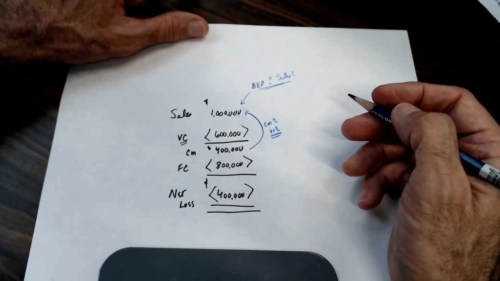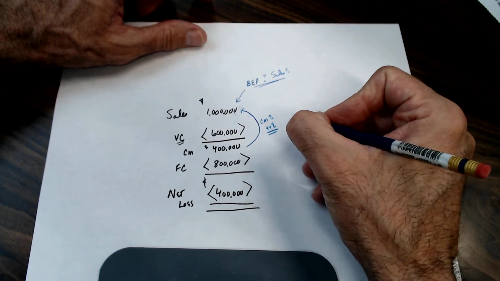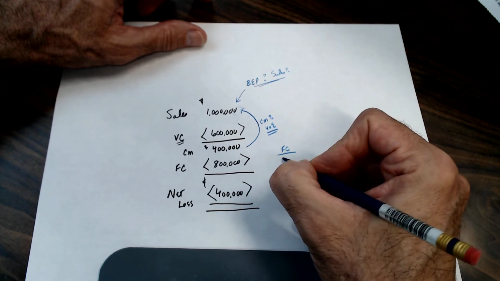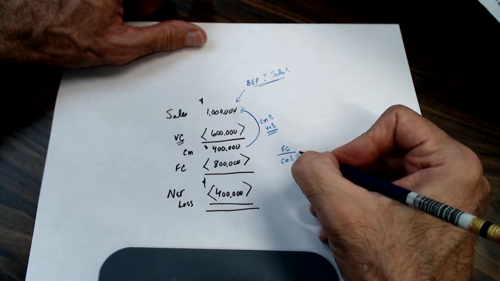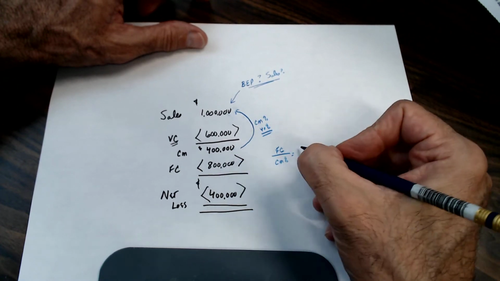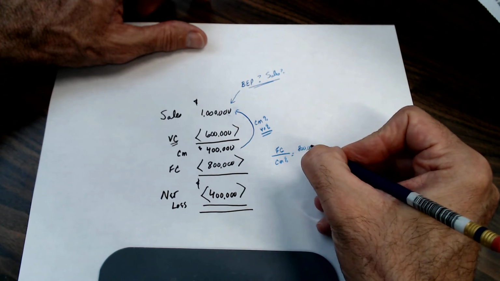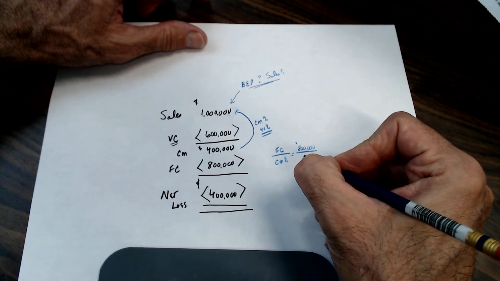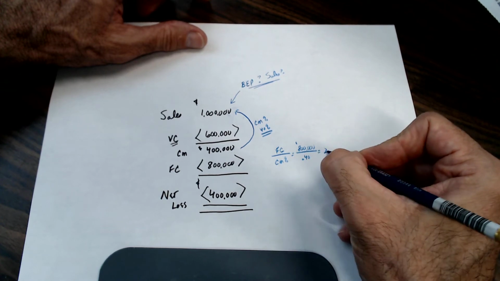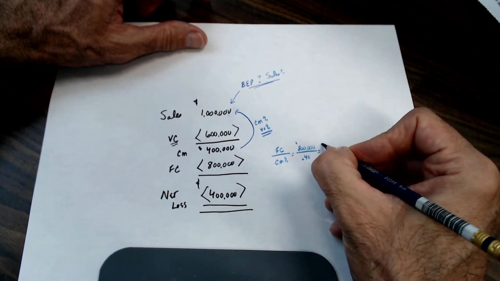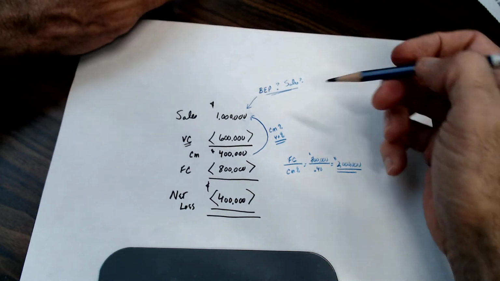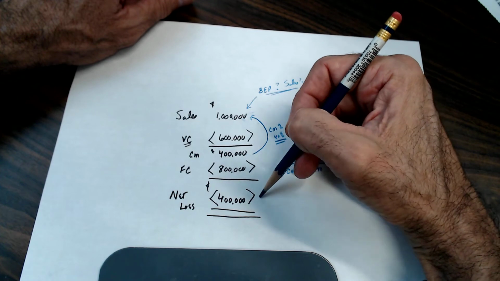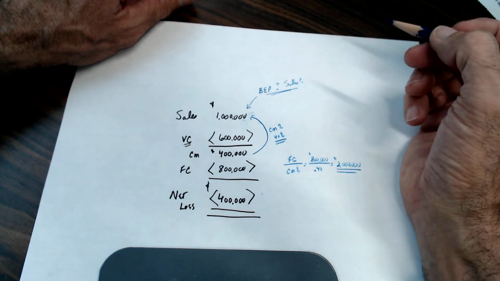So what's the break-even point in sales? Remember, the break-even point in sales is your fixed costs divided by your contribution margin ratio. Fixed costs are $800,000 divided by 40%, or 0.40, which comes out to $2 million. That's what sales need to be, $2 million, to arrive at zero, just to break even.